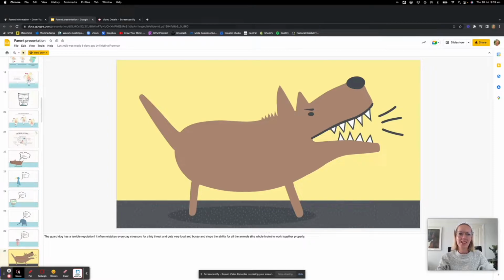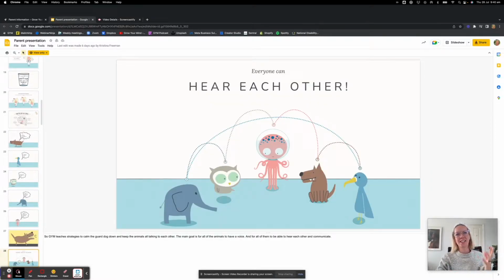And it's important here to spotlight the guard dog because it has a terrible reputation. Its job, our amygdala, is to keep us safe, and it's always looking out for potential threats. But unfortunately, everyday little stressors, the guard dog perceives as a big threat. So we need to really get in charge of our guard dog, and we learn lots of ways through Grow Your Mind to calm our guard dog down. And just putting into context that when our animals are all in unison, when our guard dog's calm and all animals have a voice, that's when we're able to thrive as a human.